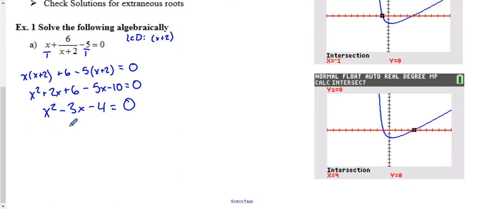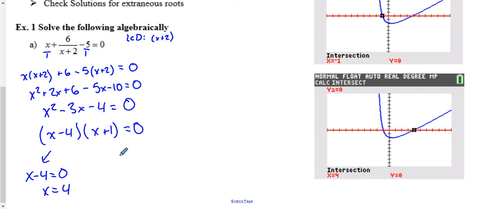And of course, factor, or however you want to solve for x here. I like factoring, so I'm going to factor this out. So this is x minus 4, and the other side, of course, is going to be x plus 1, and both are equal to 0. Because we have our factors here, I'm going to set each one individually equal to 0. So we have x minus 4 equals 0, so therefore x is equal to positive 4. And over here we have x plus 1 equals 0, and of course x equals negative 1.